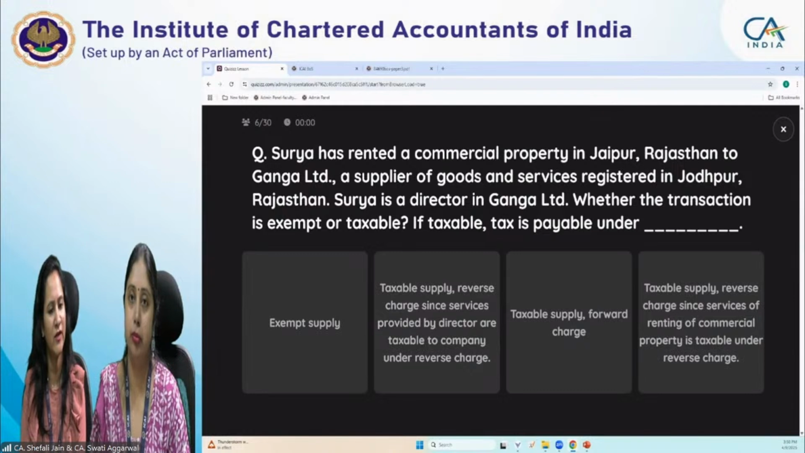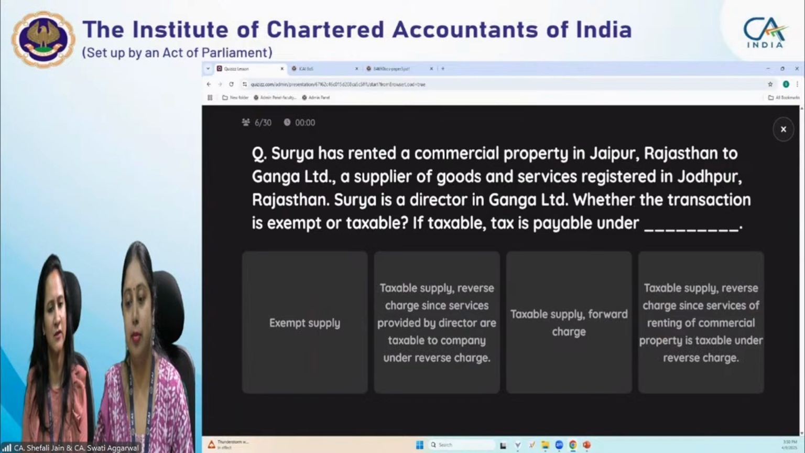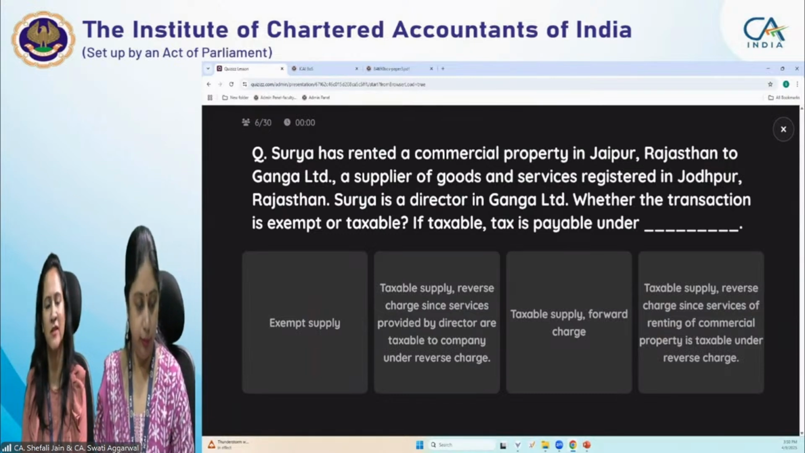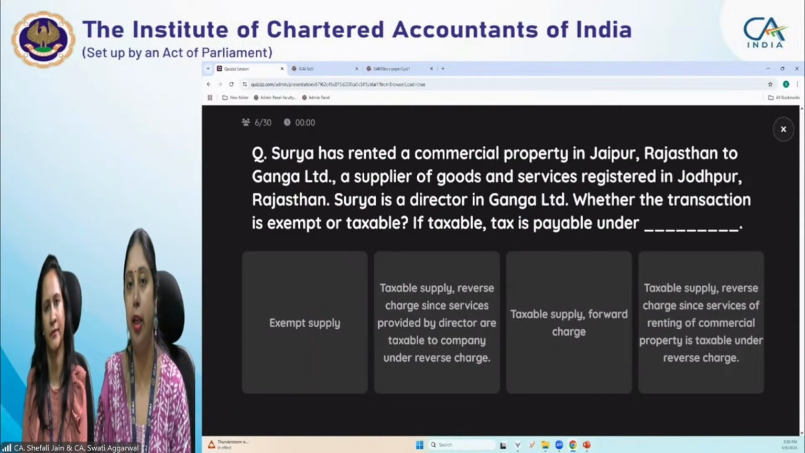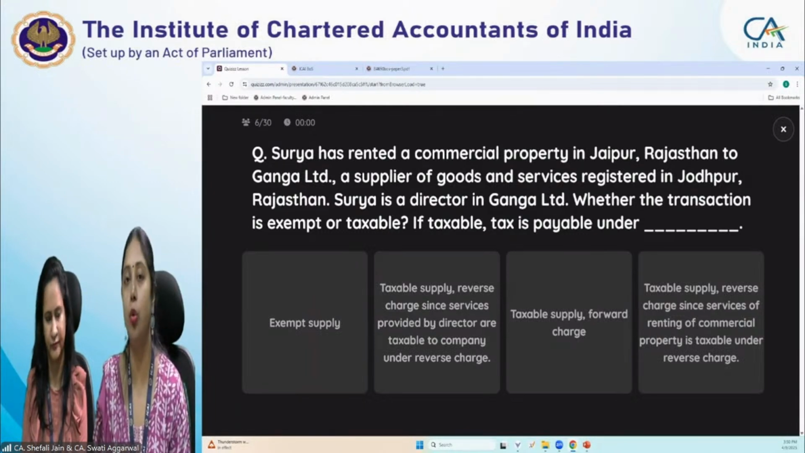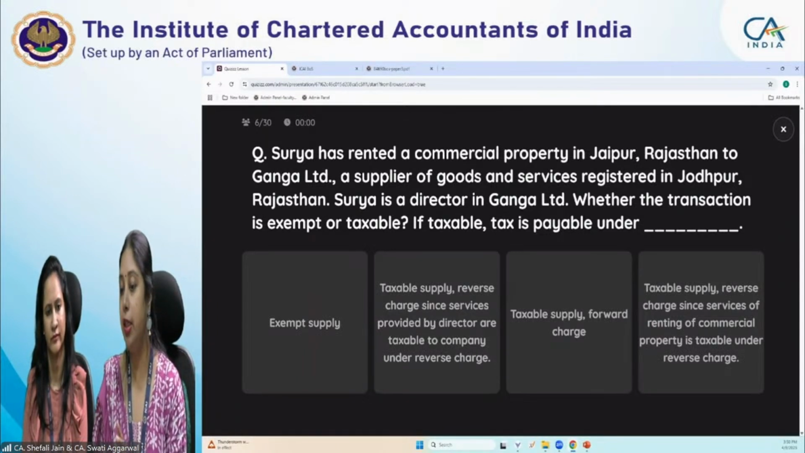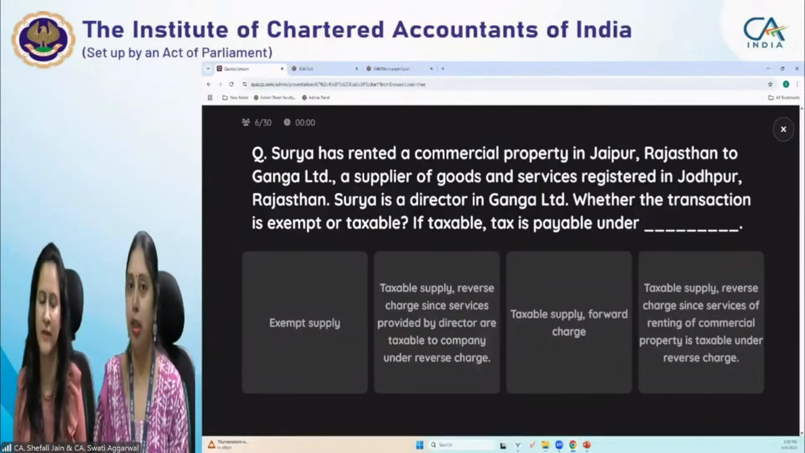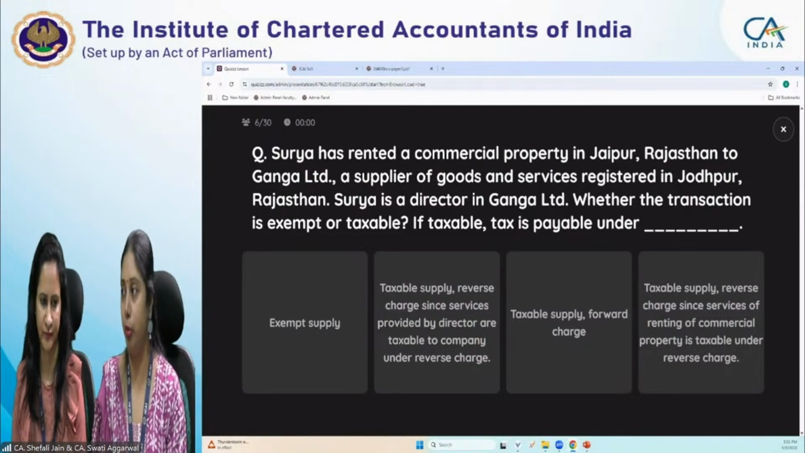Now we come to the point whether the same is taxable under reverse charge or the forward charge. See, Surya is a director in Ganga Limited, and he has provided this service in his personal capacity, not as a director. Directorship is not supposed to rent you the commercial property. A director generally helps you in making the policy decisions, overall working of the company. But as a director, he is not supposed to rent out a commercial building to the company. That is why this service is not in his director's capacity. And this reverse charge entry, where director is providing services to the company and reverse charge will apply to a body corporate, will not be invoked in this case.